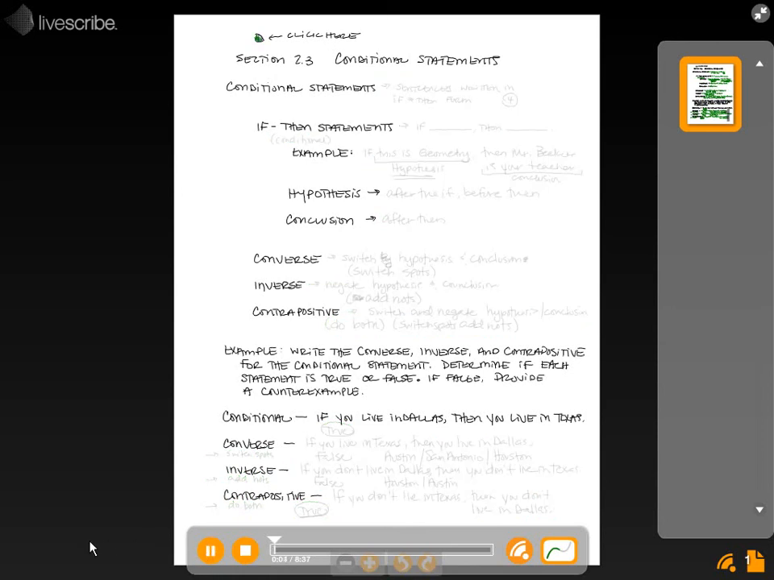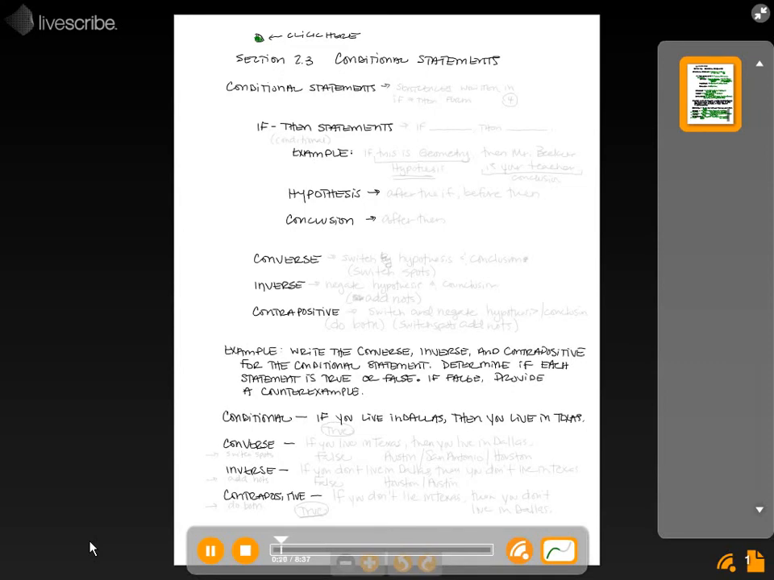Alright, these are our notes for section 2-3, and it's on conditional statements. We've got a couple different vocabulary words here, and then we're going to do one example at the bottom together. Okay? So our first definition is conditional statements.